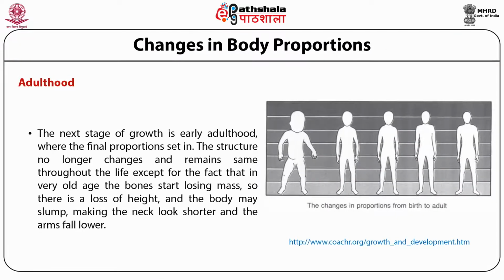The next stage of growth is early adulthood, where the final proportions set in. The structure no longer changes and remains the same throughout life, except that in very old age the bones start losing mass, so there is loss of height and the body may slump, making the neck look shorter and arms fall lower.